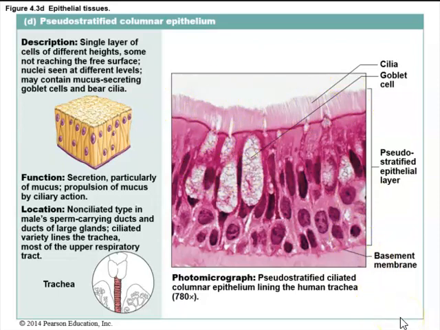Function of pseudostratified columnar epithelium includes secretion, particularly of mucus, as well as propulsion of mucus by that ciliary action. We can find the non-ciliated type in male sperm-carrying ducts, as well as ducts of very large glands. The ciliated variety lines the trachea, as well as most of the upper respiratory tract.